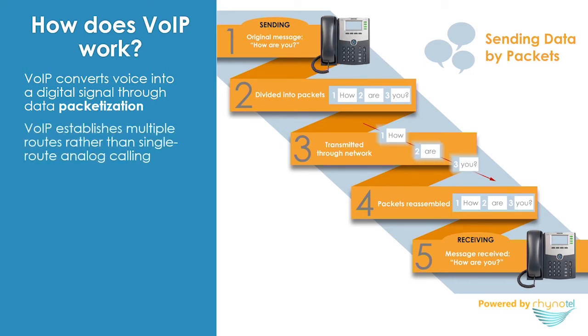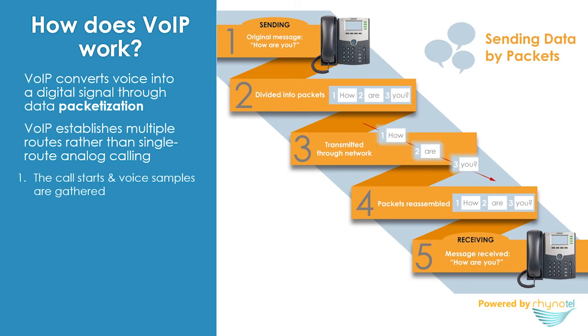In a data packet switch network such as VoIP, multiple routes can be established and the packets can travel through any of the available routes. If one of the lines supporting the network is down, the packet can switch to another working route to keep the call up. In an analog switch network, if a line goes down, the call can't go through, making call routing less dynamic than with a data packet switch network.